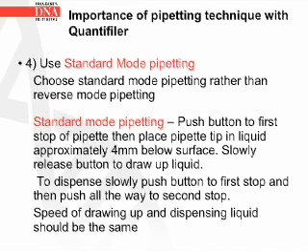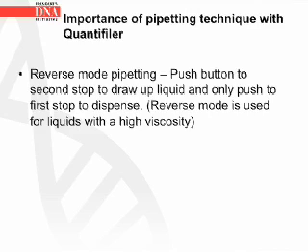Number 4. Use standard mode pipetting. Choose standard mode pipetting rather than reverse mode pipetting. What is standard mode pipetting? First, push the button to the first stop of the pipette, then place the pipette tip in the liquid approximately 4 mm below the surface. Slowly release the button to draw up the liquid. To dispense, slowly push down to the first stop and then push all the way to the second stop. The speed of drawing up and dispensing the liquid should be the same. Reverse mode pipetting is when you push the button to the second stop to draw up the liquid and only push to the first stop to dispense. Reverse mode pipetting is used for liquids with a high viscosity.